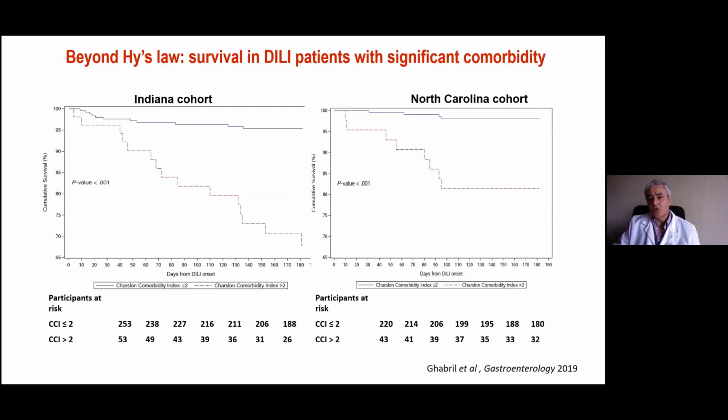And beyond Hy's law, there are other factors that can account for greater mortality. This is the result of a study from the Indiana group with patients included from this site in the DILI cohort. You can see the cohort coming from Indiana, this was the discovery cohort, was evaluated, and the authors were able to identify that the Charlson score, important comorbidity, Charlson score above 2, was associated with a lower 6-month survival after DILI presentation.